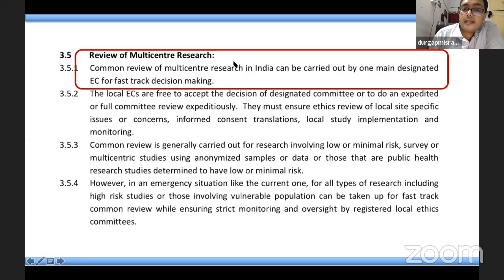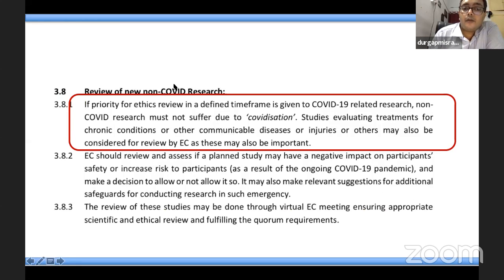Multicentric research is another challenge, but here the ICMR says that you could have a common review of multicentric research to be carried out by one main designated ethics committee for fast track decision making. And it is important to not forget about non-COVID research, particularly that related to treatments for chronic diseases or other non-communicable or communicable diseases. And these must also be taken up by the ethics committee on priority as usual, and not just relegated to the background because of the COVID-19 pandemic.